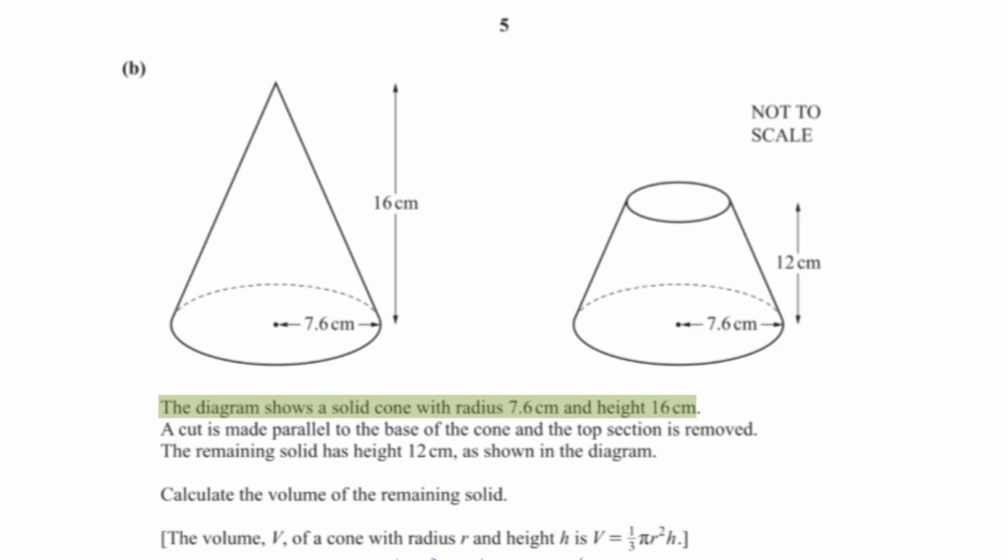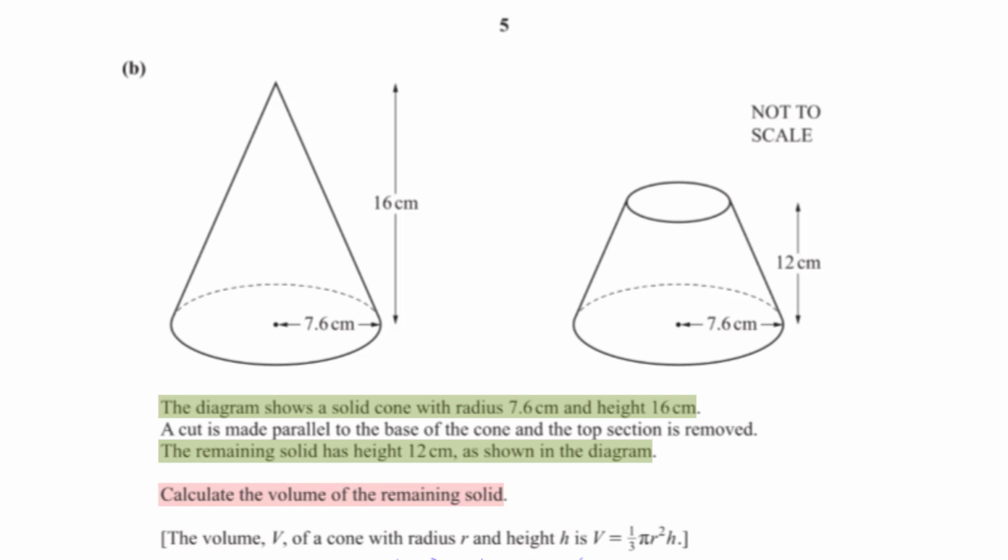The diagram shows a solid cone with radius 7.6 centimeters and height 16 centimeters. A cut is made parallel to the base of the cone and the top section is removed. The remaining solid has height 12 centimeters as shown in the diagram. Calculate the volume of the remaining solid.